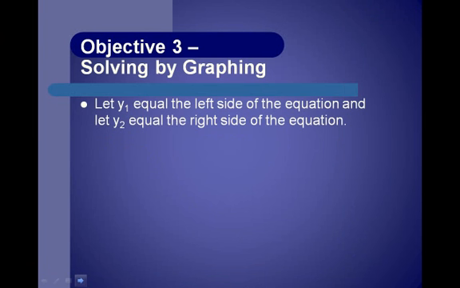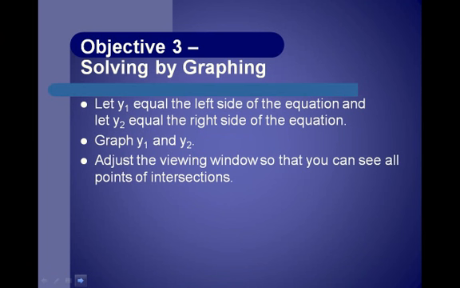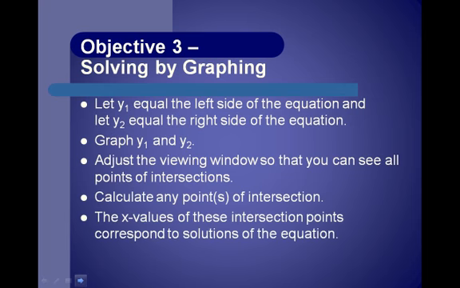Now we want to learn how to solve these equations by graphing. To do so, you're going to let y1 equal the left side of the equation and y2 equal the right side of the equation. Once you do that, you're going to graph both equations, and then you're going to adjust the viewing window so that you can see all the points of intersection. Usually for these linear equations, they're only going to intersect in one place. Then you can use the calculator to calculate any points where they intersect. The x values of these intersection points correspond to the solutions of the equation.